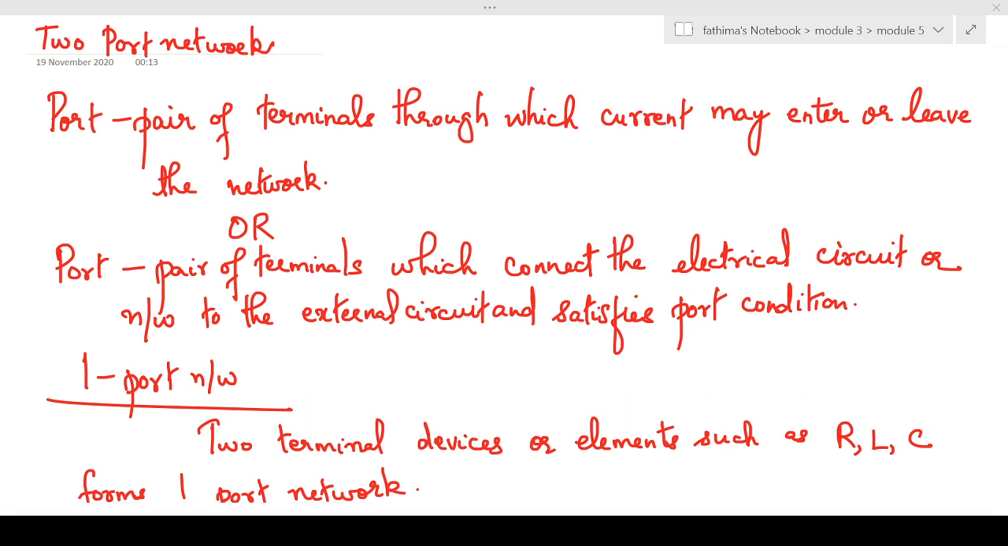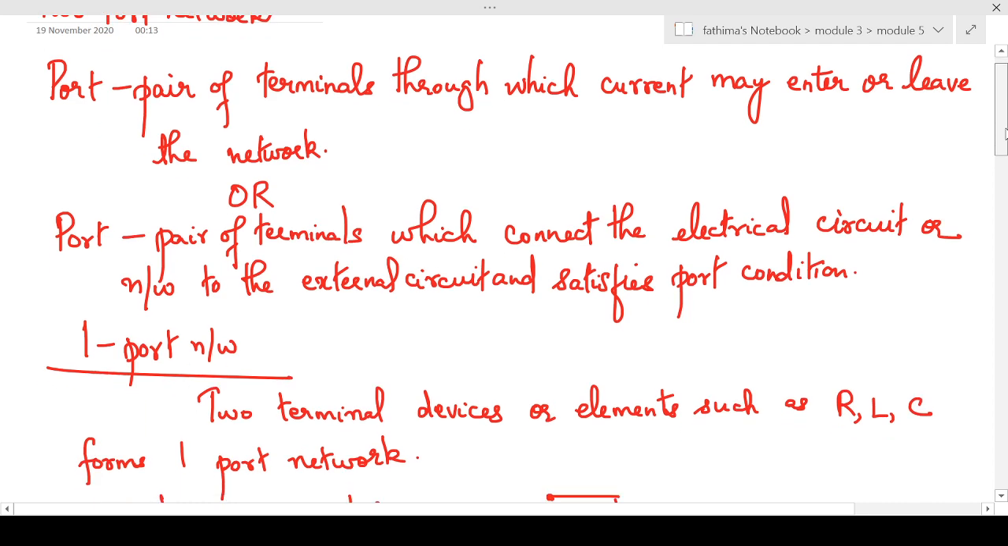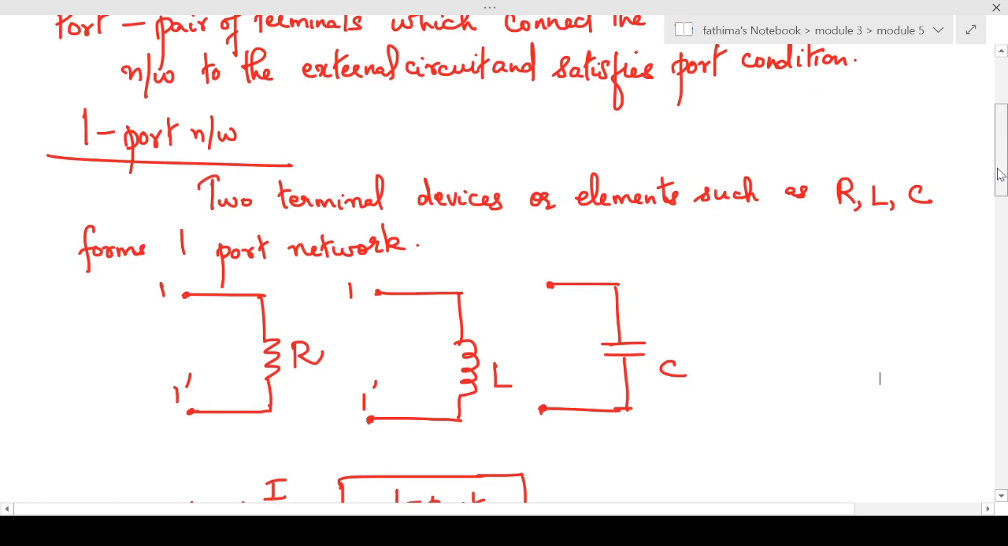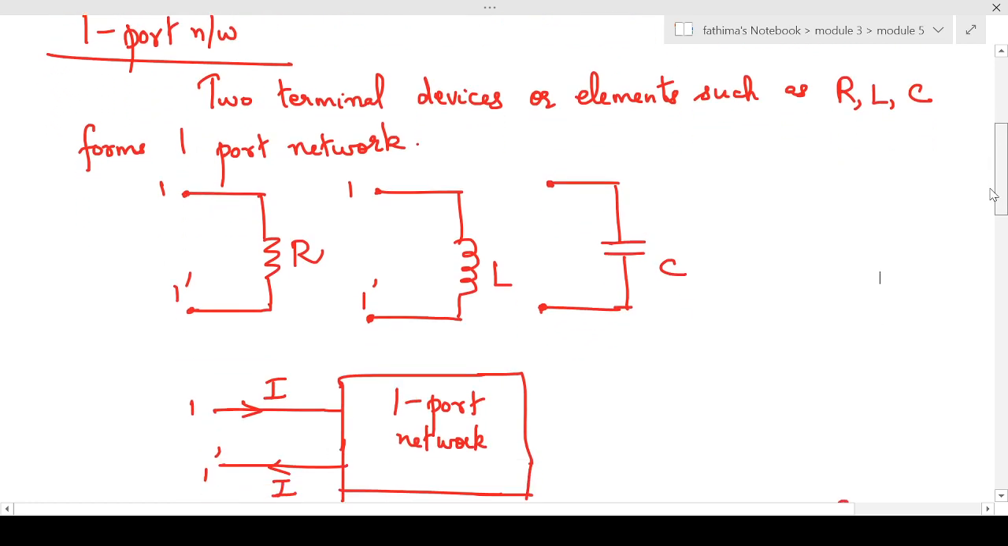So first, let's see what a port is. Port means a pair of terminals through which current may enter or leave the network. So coming to one-port network, that means there will be one pair of terminals or two terminals. And examples of one-port network are two terminal devices like R, L and C.